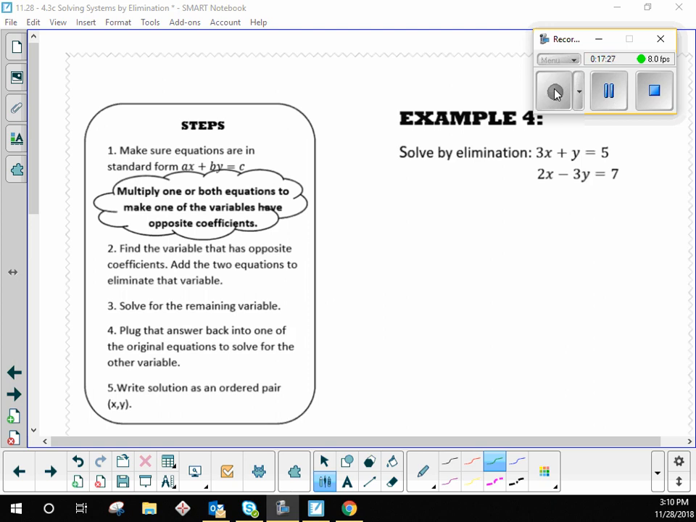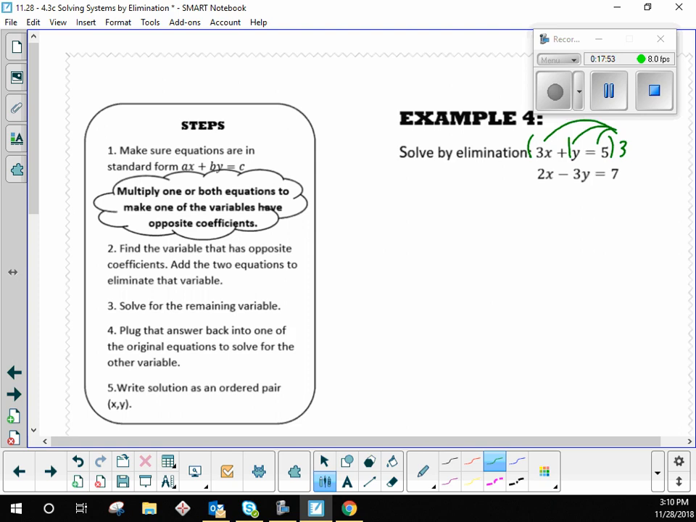So looking at this example, which variable has opposite signs already? That'll be where you start, right? It's a clue, and it's the y's. And so this one's already negative 3. I really want this one to have what in front of it? I would really like for this y to be positive 3. So I have to do what? Times it by positive 3. But I have to do everything. Okay, and that distributes through.